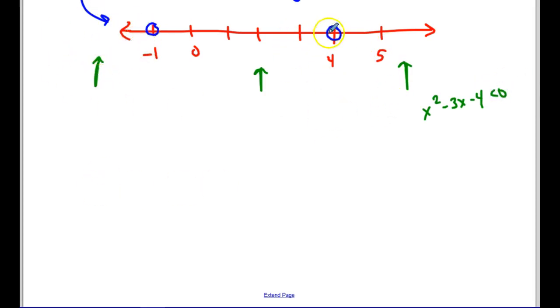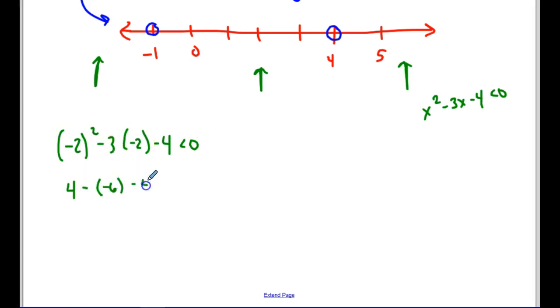I'm picking points that are in between. I need one that's less than this dot, I need one in between, and I need one over here. So we're going to pick -2. I've got -2 squared minus 3 times -2 minus 4. You always want to use parentheses when you're substituting. So -2 squared is 4, minus 3 times -2 is -6, minus 4, less than 0. So 4 minus a negative is plus 6, which gives me 10 minus 4, which is 6, is less than 0. That does not work, so I know I do not shade over here.